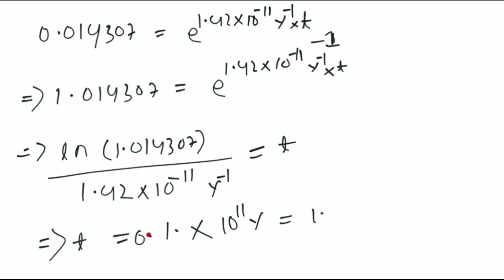It will be 0.01 into 10 to the power 11 year. If you convert it into billion years, it will be 1 billion year. So it is 1 giga year. Same thing. So the answer will be approximately 1 giga year.